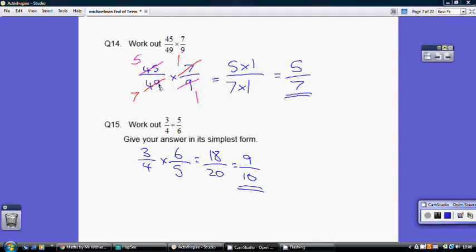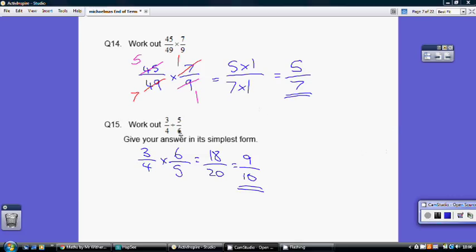Similarly with the 7 and the 49, we can choose to divide both of these by 7, giving us 1 and 7. So with these two simplifications, we're left with 5 times 1 over 7 times 1, which is of course just 5/7.